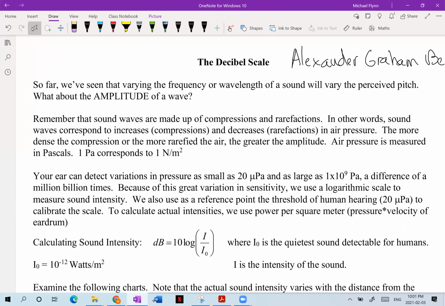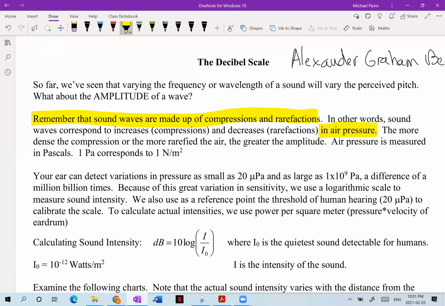Now, there's a couple of things. What you have to understand is sound waves are pressure waves, compressions and rarefactions. Now, the stronger the compression, the more pressure in the compression, the more it pushes on your eardrum, the louder the sound. The more of a vacuum in the rarefaction and the more it pulls on your eardrum, that sound would be loud also. So compressions and rarefactions are variations in air pressure.